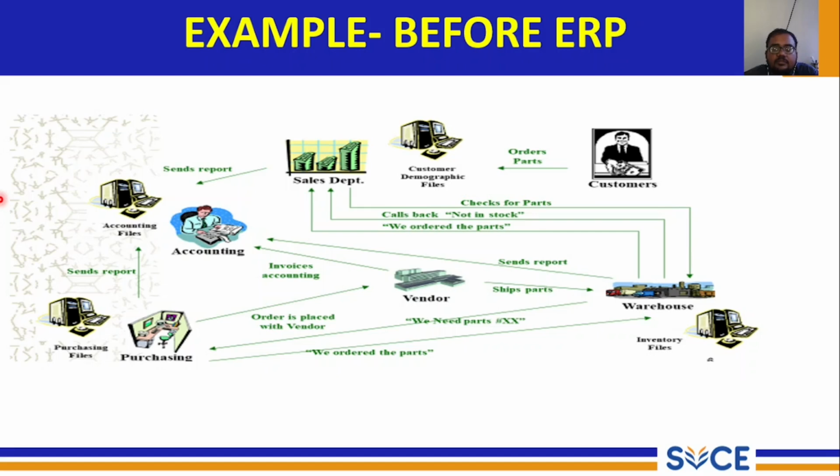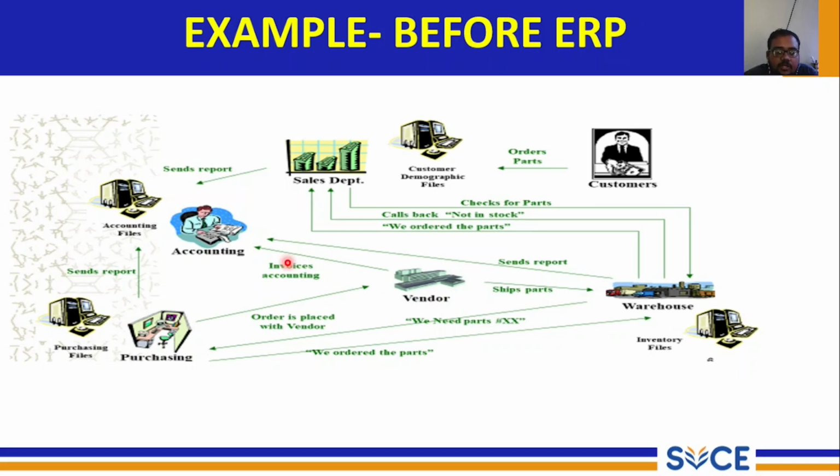We'll put up an example of how an enterprise has been working before ERP was implemented. Before ERP was implemented, you could see here how the different sectors have been operating. It starts with customers who order the parts. It comes to demographic files. Then it moves on to the accounting files of the department. Then the purchasing file accesses the data from the accounting file, and then it gets invoices from the accounting.